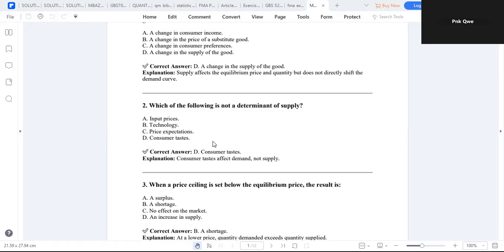So, which one of the following is not a determinant of supply? It's consumer taste. Consumer taste only affects demand, not supply. Are we together? Input prices, expectations, and technology all affect supply.